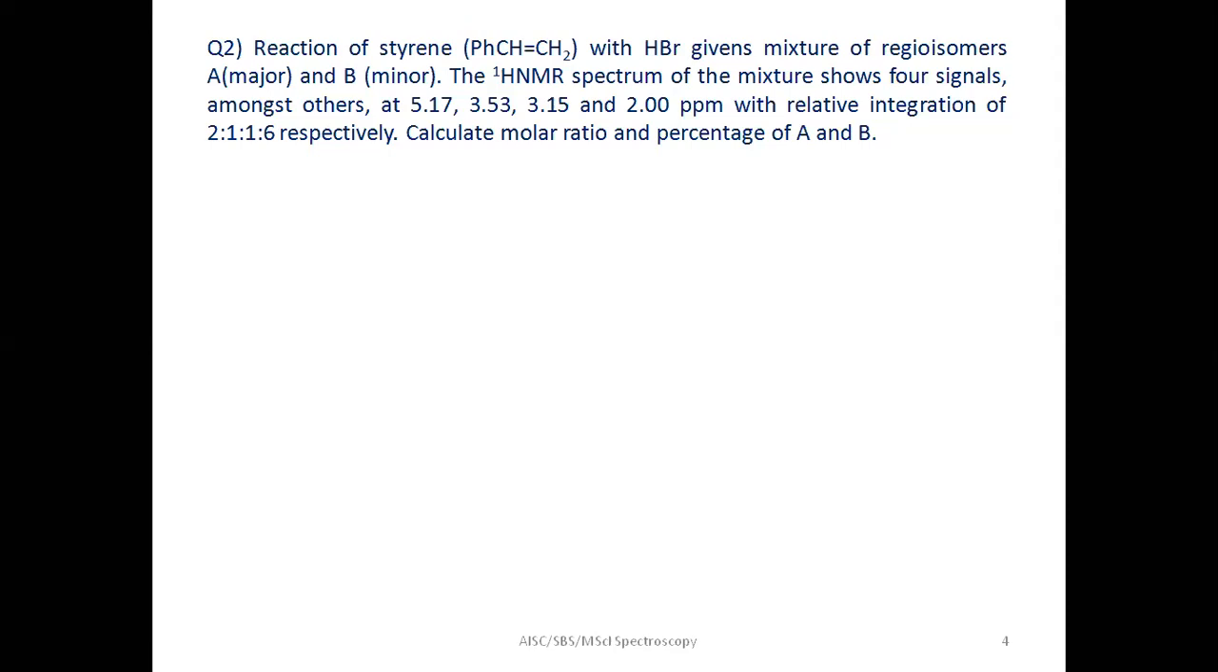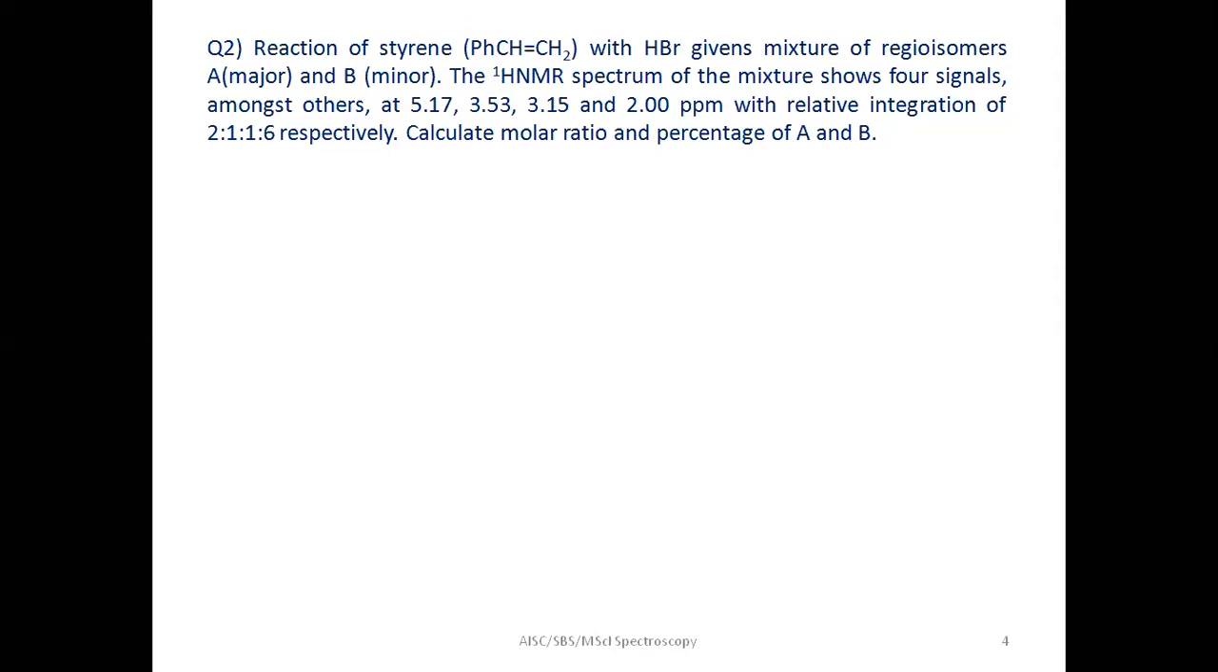At 5.17, 3.53, 3.15 and 2.00 delta ppm with a relative intensity of 2 to 1 to 1 to 6 respectively. So calculate the molar ratio and percentage of the A and B forms. So by using that NMR, you have to calculate the molar ratio and percentage of the A and B forms.